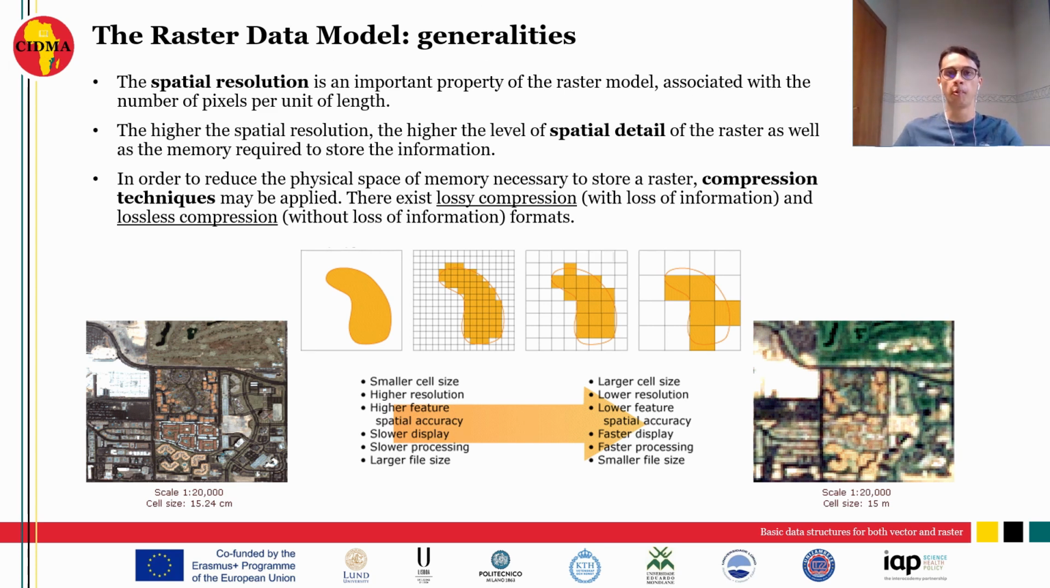In the picture reported in this slide, the effect of spatial resolution variation is presented. We can see that the larger the cell size, the lower the spatial detail of representation. But at the same time, the image display and the image processing in a GIS environment will be faster. Besides, we can say that the larger the cell size, the smaller the file size, and therefore the space of memory required to store the image.